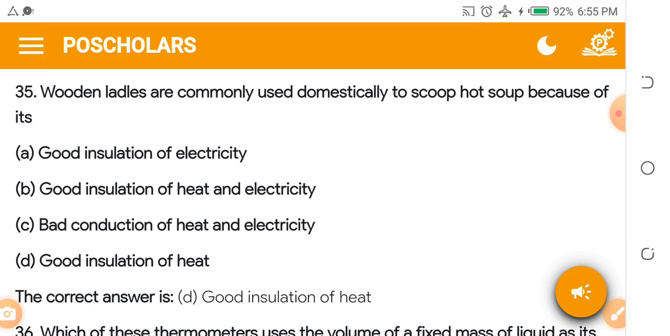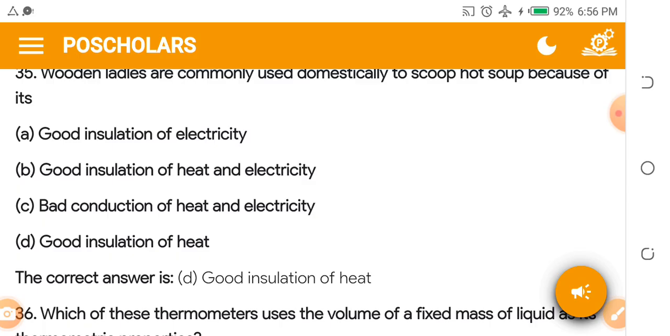Wooden ladles are commonly used domestically to scoop hot soup because of dash. Wooden ladles are used to get soup from pots. A ladle is like a spoon. A, good insulation of electricity. B, good insulation of heat and electricity. C, bad conduction of heat and electricity. D, good insulation of heat. The answer is good insulation of heat.